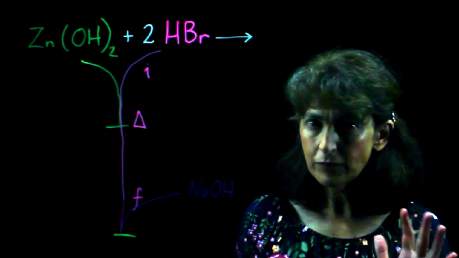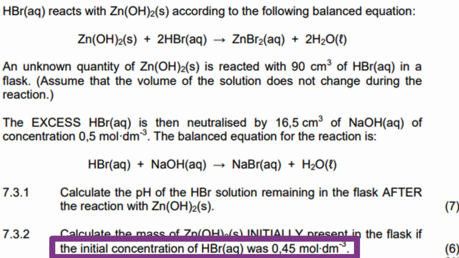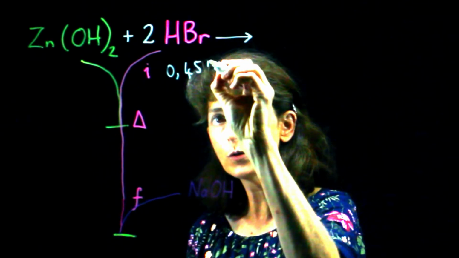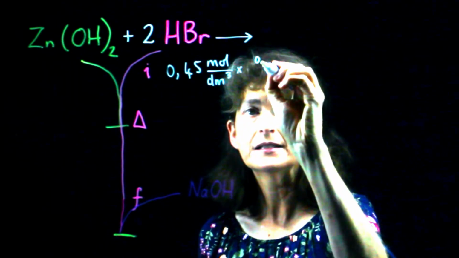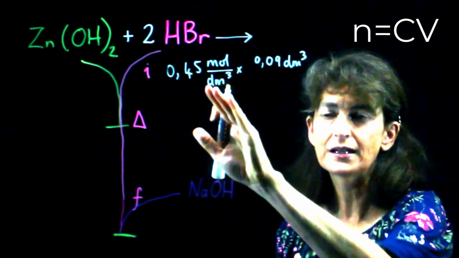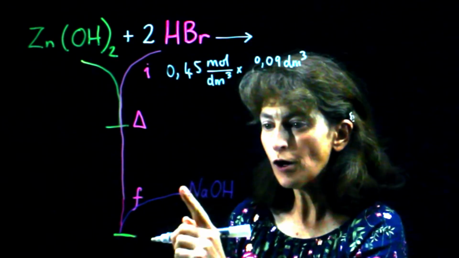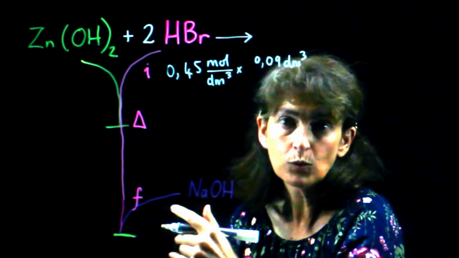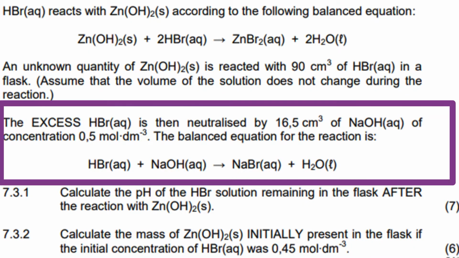Okay, so let's put in all the information we know and then let's form a strategy of what we're going to do. We're told the concentration of HBr at the beginning, 0.45 moles per decimeter cubed. We're told the volume, it's 90 centimeters cubed. Convert that to decimeters cubed, 0.09 decimeters cubed. So from that, we can then calculate how many moles of HBr were there at the beginning. We don't know the final amount, or let's say the excess amount of the HBr. That we use the titration to tell us.